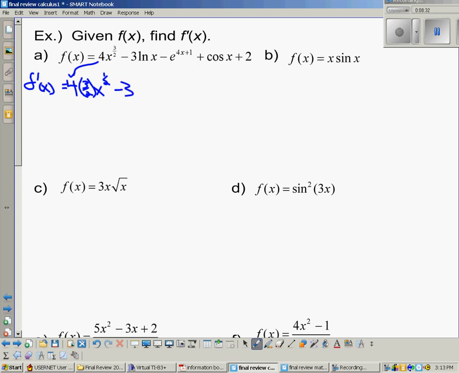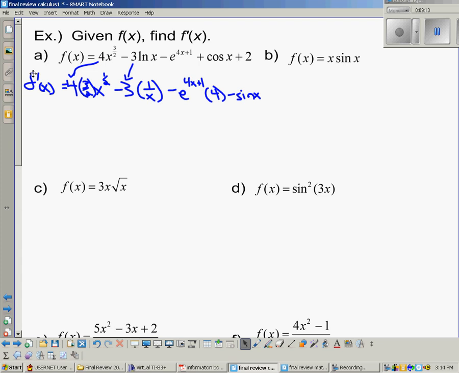Minus 3 times, because there was a coefficient of 3 here, the derivative of ln x. Okay, derivative of ln x is 1 over x. And this is one of the ones you can check with your formula booklet. Minus e to the 4x plus 1. Well, I'm still going to have e to the 4x plus 1, and I'm also going to have to multiply it, because of the chain rule, by the derivative of 4x plus 1, which we know is just 4. Plus cos of x. Okay, derivative of cos x is negative sine x. Plus 2, derivative of a constant is just 0.